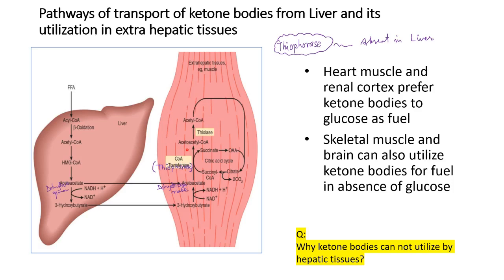So now you get acetoacetyl-CoA, which will be cleaved into two molecules of acetyl-CoA, and this acetyl-CoA can enter the TCA cycle and produce ATP through the TCA cycle. So this is how the extrahepatic tissue, or the skeletal muscle, utilizes the ketone bodies.